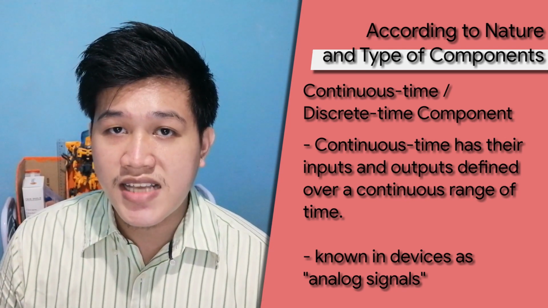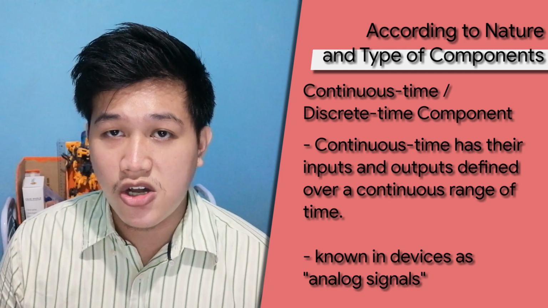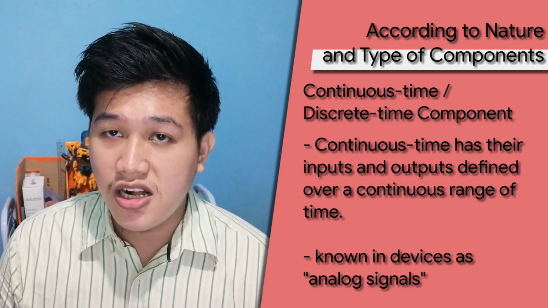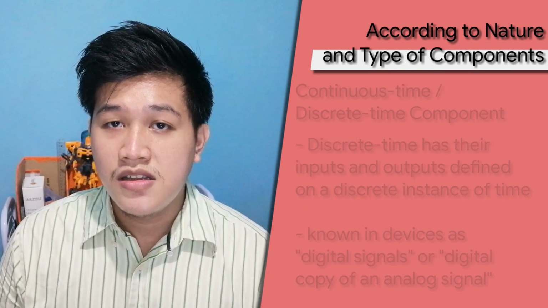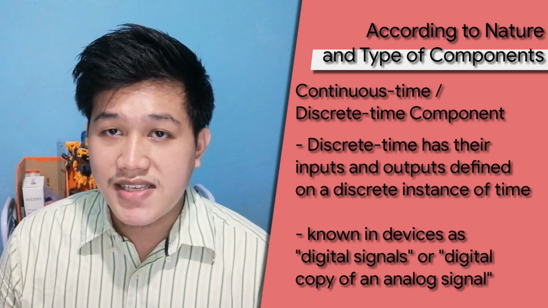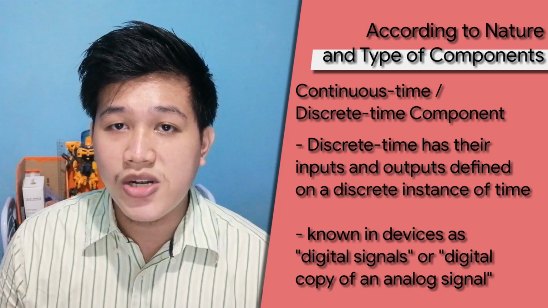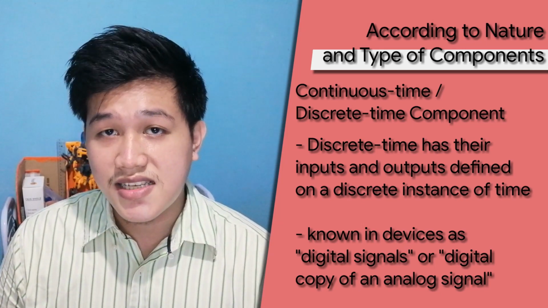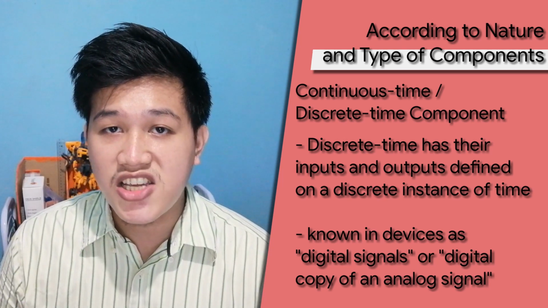Continuous time components have their inputs and outputs defined over a contiguous range of time. In devices, this is mostly called analog signals. Discrete time components has its inputs and outputs defined only at discrete instants of time. In devices, this is called digital signals or a digital representation of an analog signal. You can observe these too when you're watching TV with an antenna or a TV box.